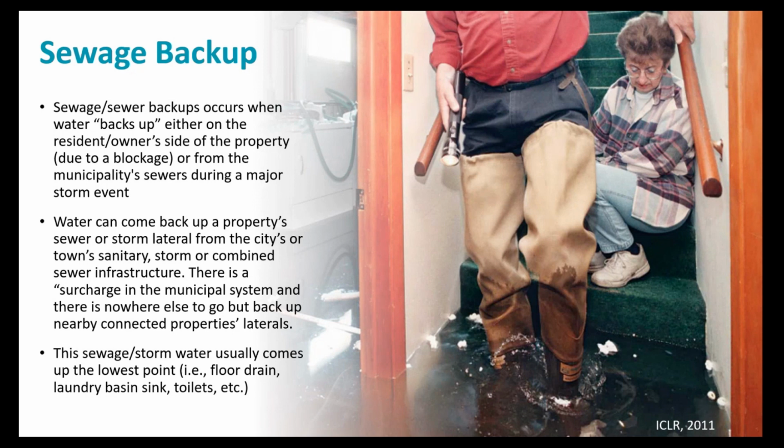Causing backup in the lowest level of that business. Most likely a floor drain or any level of toilets and or sinks in the basement or the lowest level of that business. Water can come back up a property sewer or storm lateral from the city's or town's sanitary, storm, or combined sewer infrastructure, as we just talked about. There's a surcharge in the municipal system, and simply put, there's nowhere else to go but back up in nearby connected properties' laterals. This sewage or stormwater usually comes up at the lowest point, i.e. the floor drain, laundry basin sink, toilets, and anything else at the lowest level of that business.